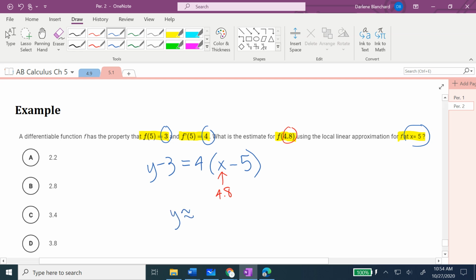And you would have a calculator on this one. You can see when it goes decimal, that's when they allow a calculator. And 4.8 minus 5 would give you negative 0.2. From there, let a calculator find it.